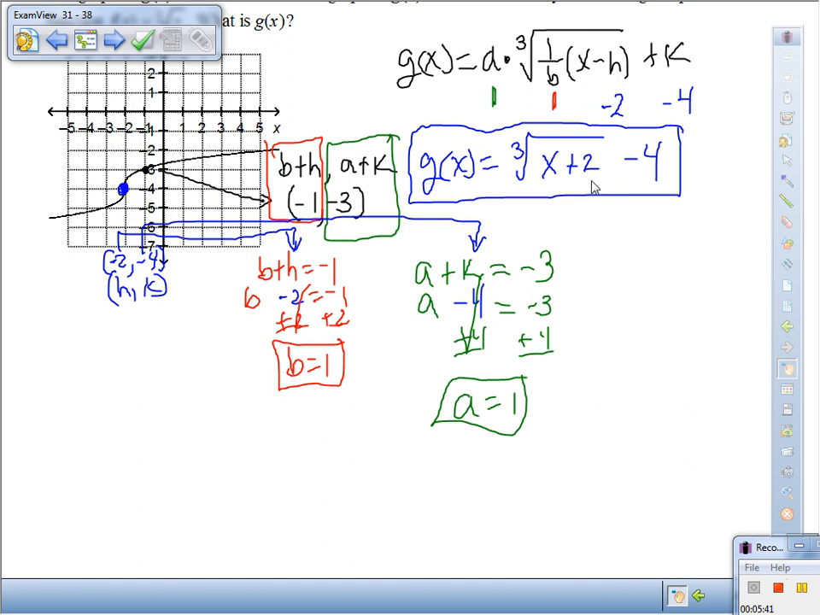2 to the left and 4 steps down. Let's see if it's true. If it was starting over here, let's see. 1, 2, and 1, 2, 3, 4. That is correct. Let's go. Piece of cake, yeah? All right. Let's go to number 32.